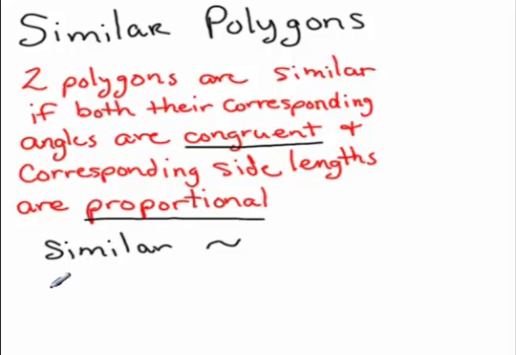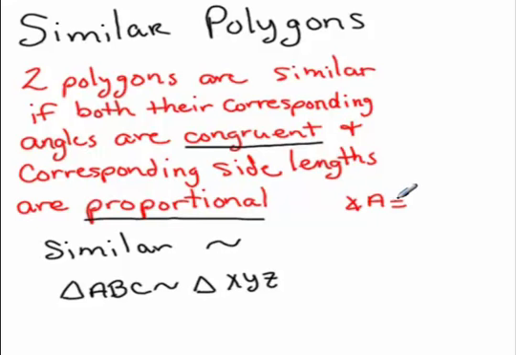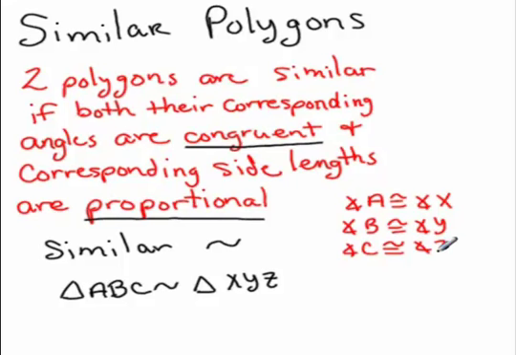With that, we can have a similarity statement, such as if I was talking about triangle ABC is similar to triangle XYZ. Very similar to a congruence statement, we can list all of our corresponding congruent angles. Since A is in the first position and X is in the first position, angle A is congruent to angle X. Angle B is congruent to angle Y because of them both being in the second position. And with angle C being in the third position, it would be congruent to angle Z. Nothing changes there with our similarity with our angles.